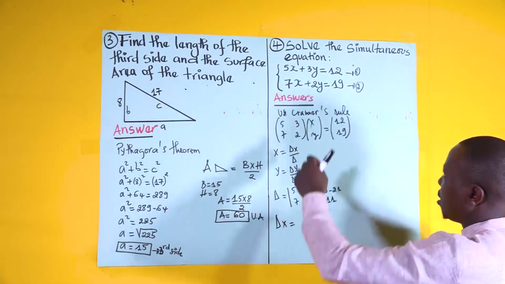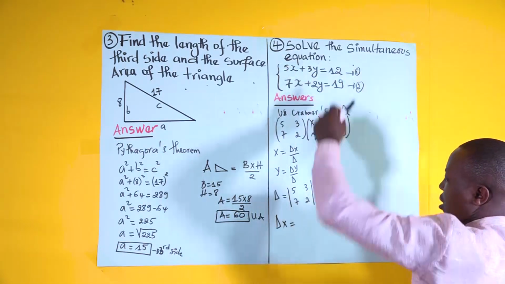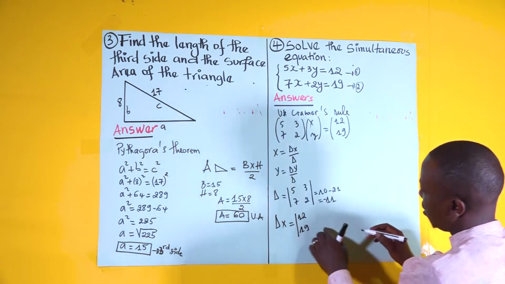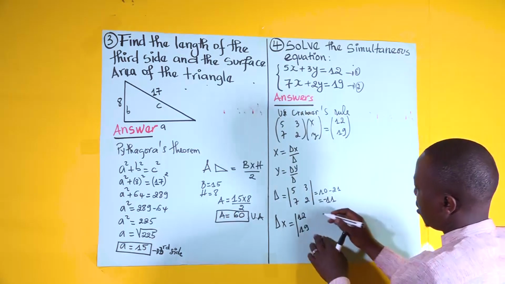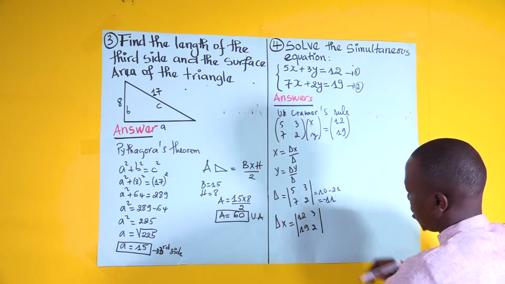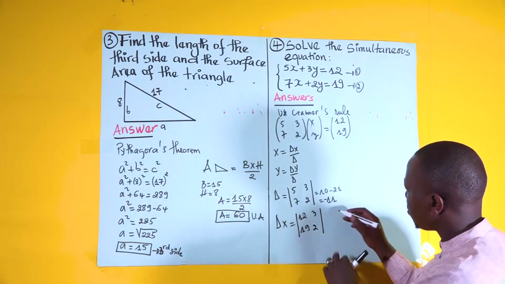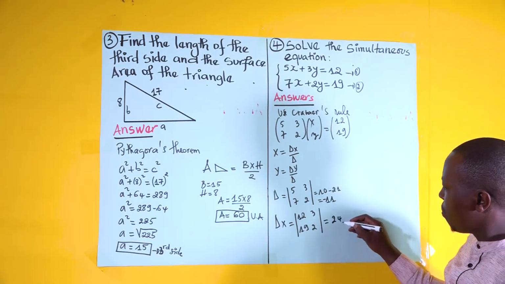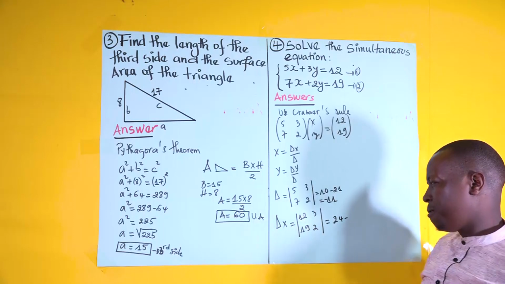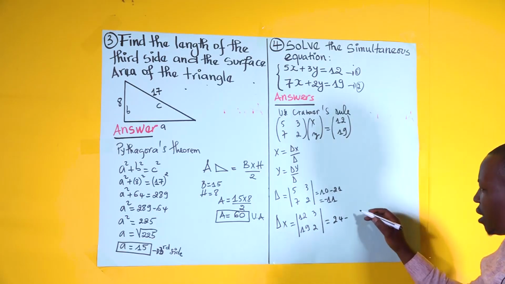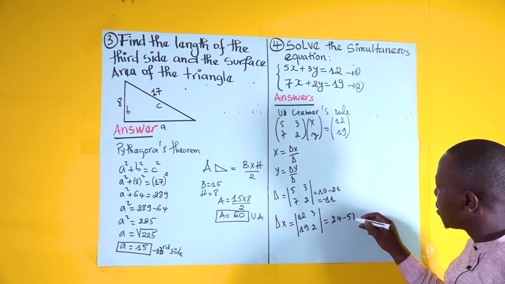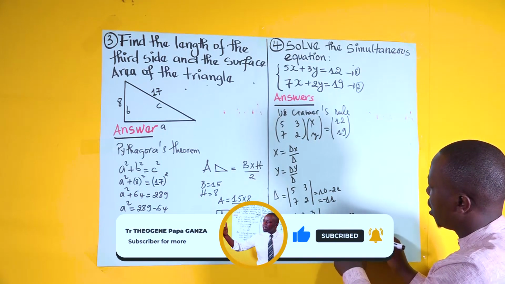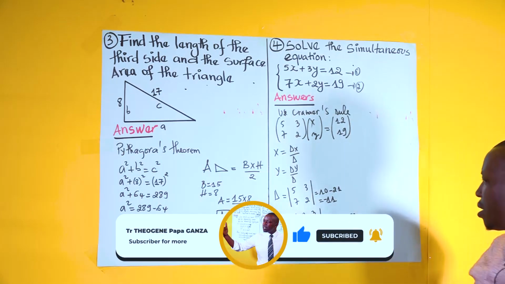So how about the determinant of x? For the determinant of x, the coefficients for x are substituted by these ones, 12 and 19. Then we add the ones of y, 3 and 2. So what is the number here? This is 24 minus 57. So 24 minus 57 is negative how much? Negative 33, isn't it?